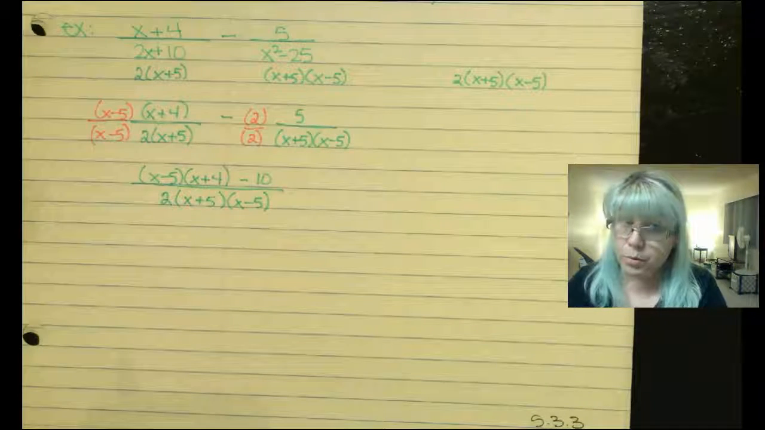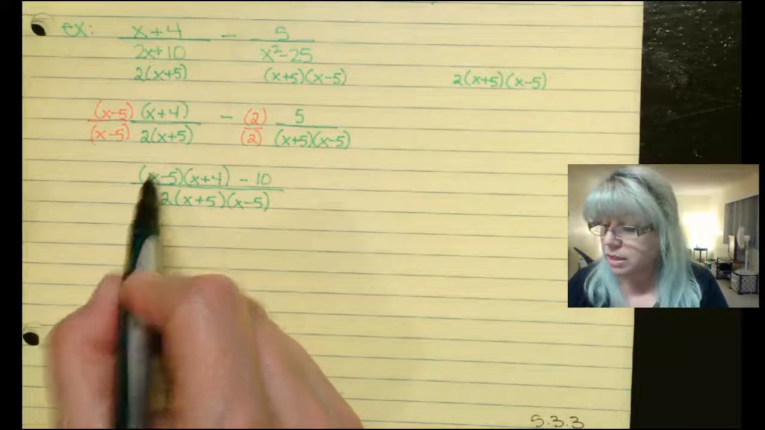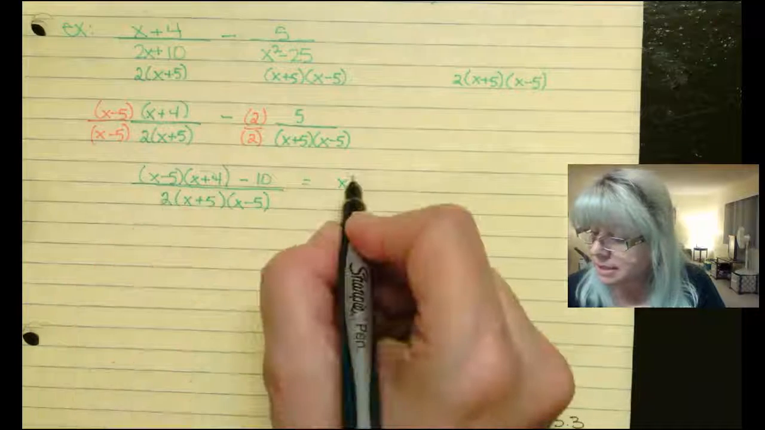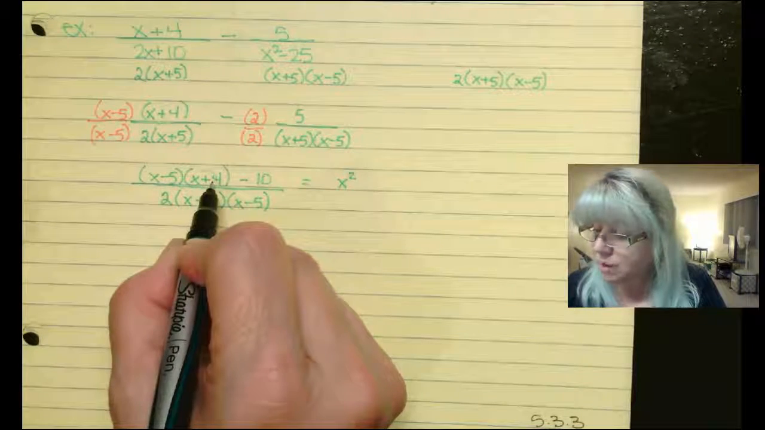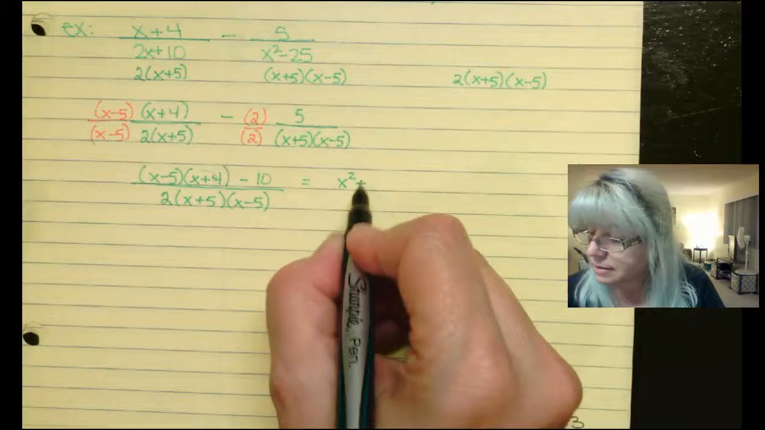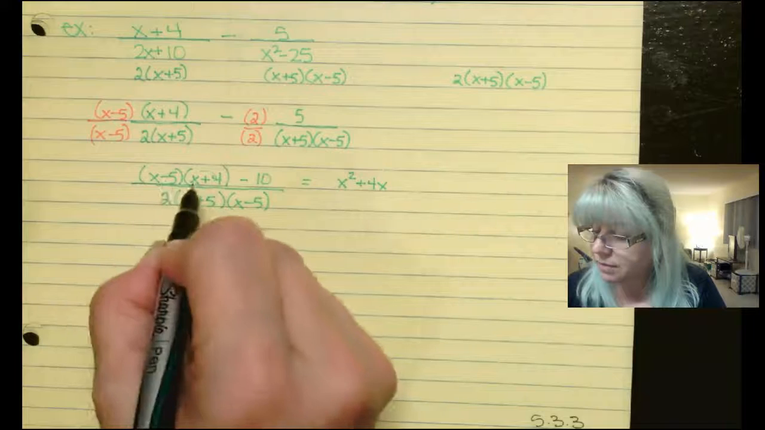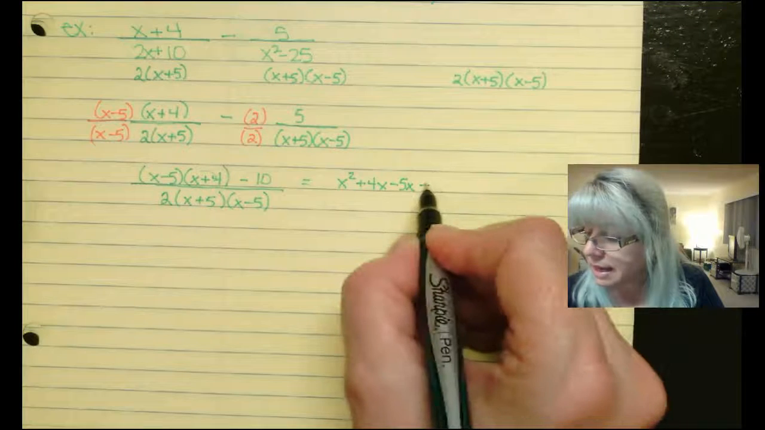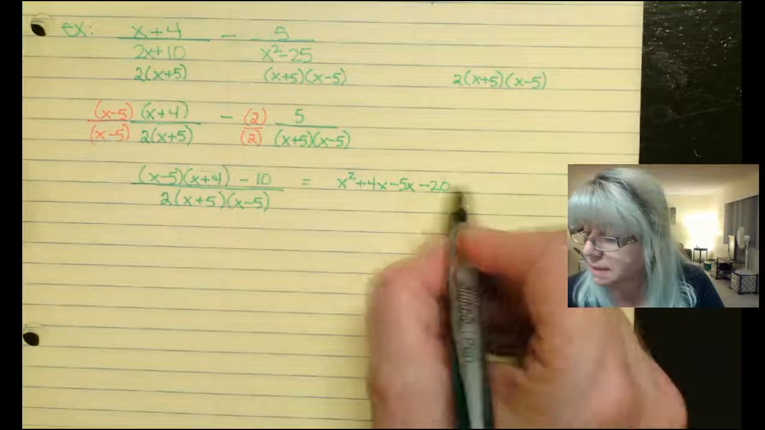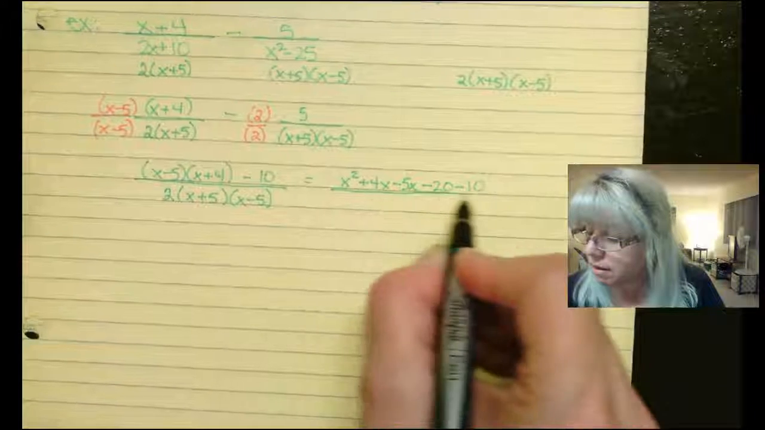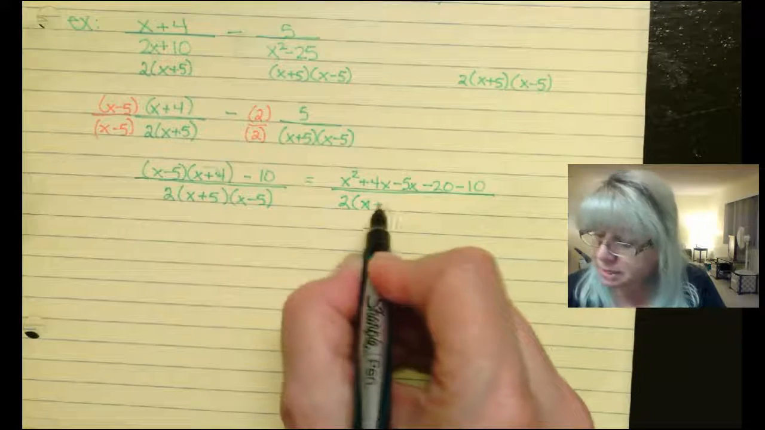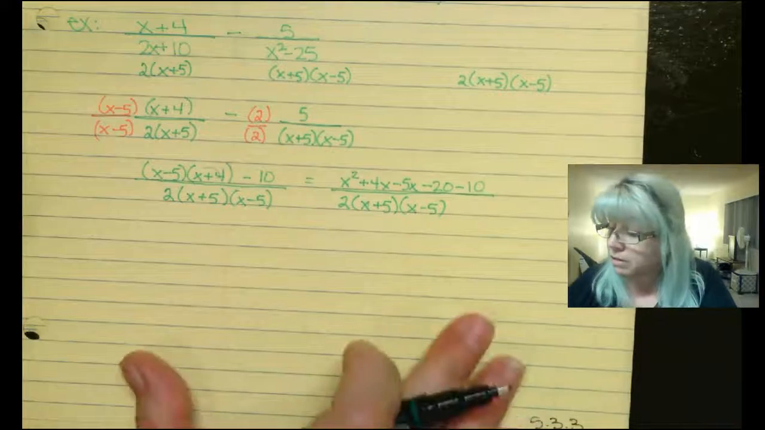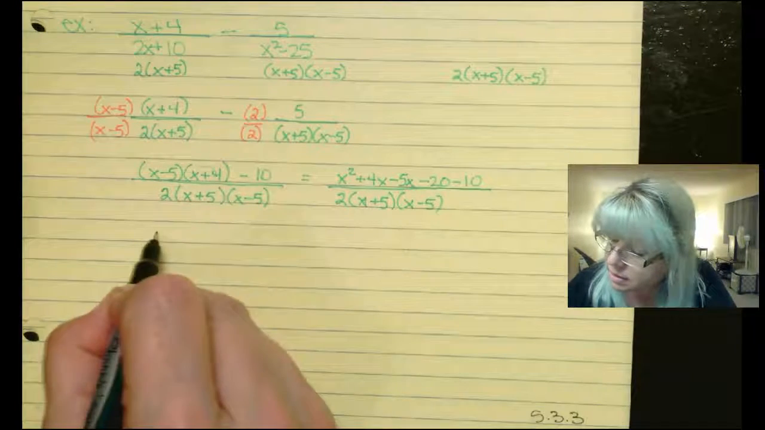I am going to simplify the numerator. So I am going to have to FOIL the first term. X times x is x squared. X times 4 is 4x. Negative 5 times x is negative 5x. And negative 5 times 4 is negative 20. And then don't forget that I have this minus 10 hanging out here. All over 2, x plus 5, x minus 5. Okay. Let's simplify the numerator. Add like terms, in other words. X squared.